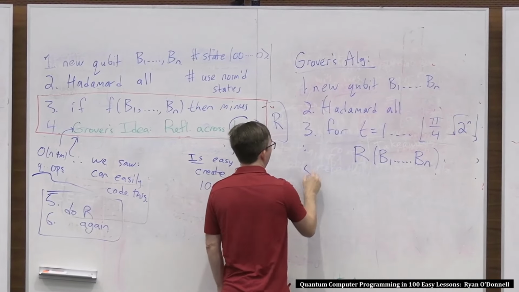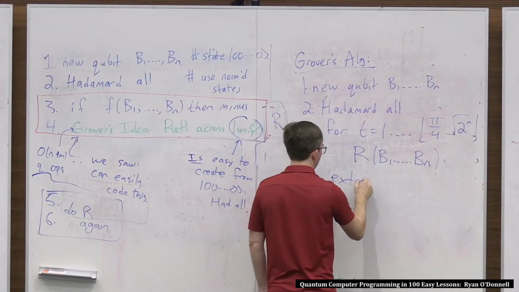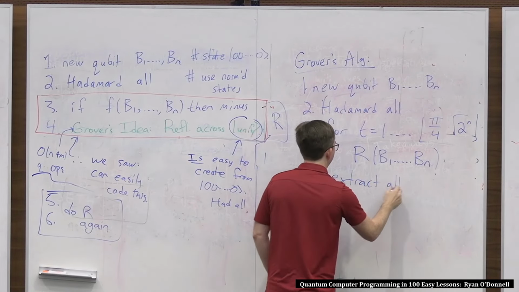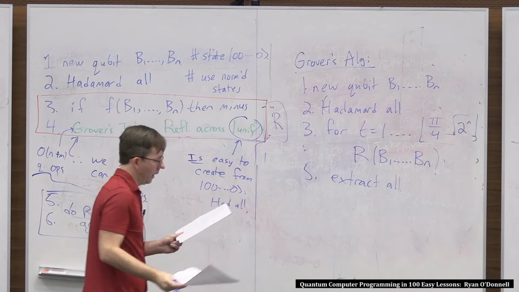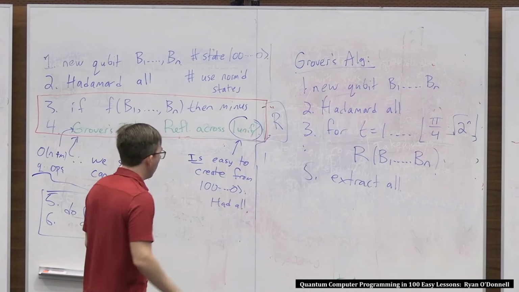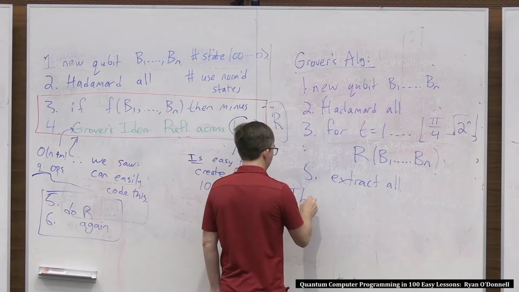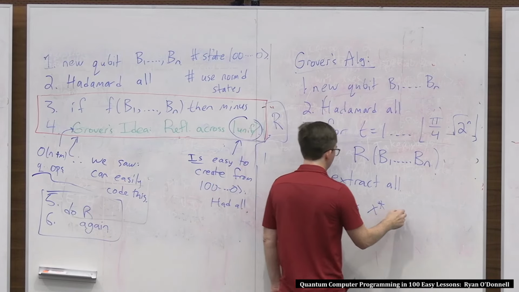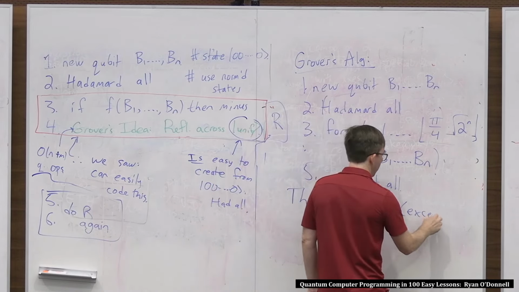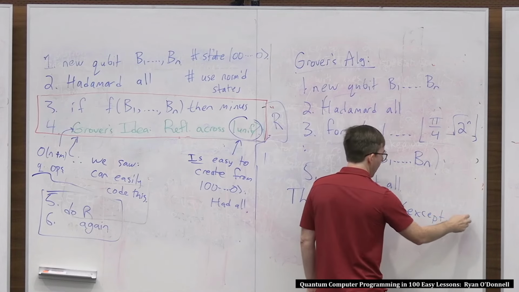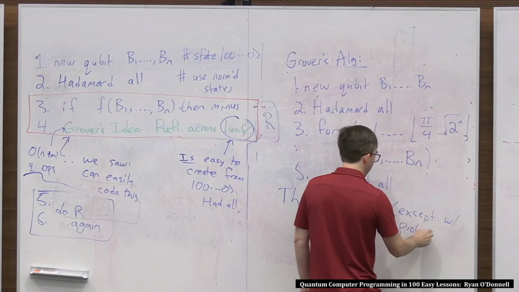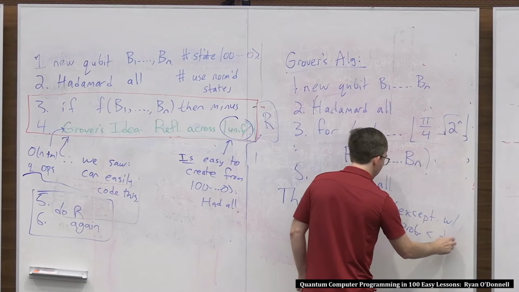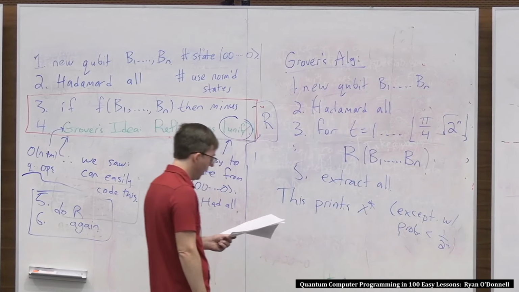And then measure all. And this prints x star, except with probability, I won't do the little calculation, we'll maybe look at it next time, but with probability less than 1 over 2 to the n. I think that's the failure probability.